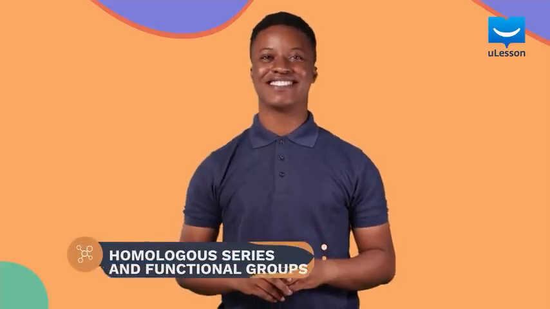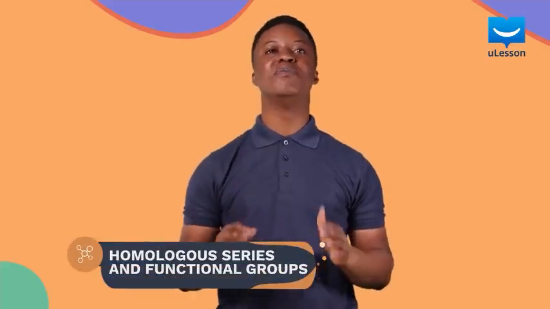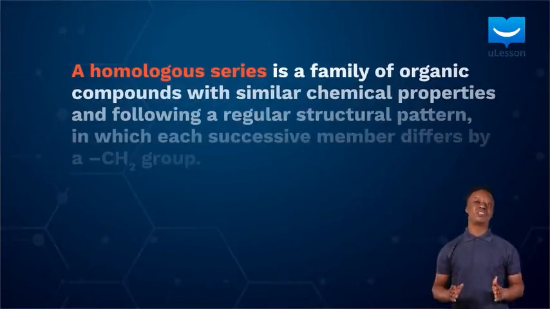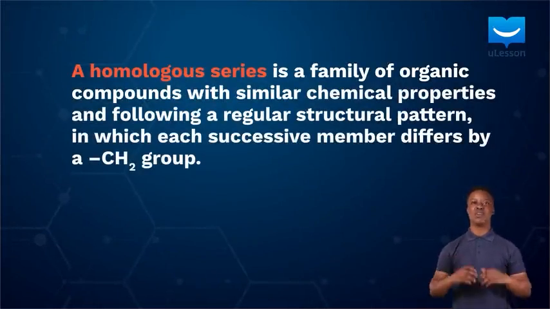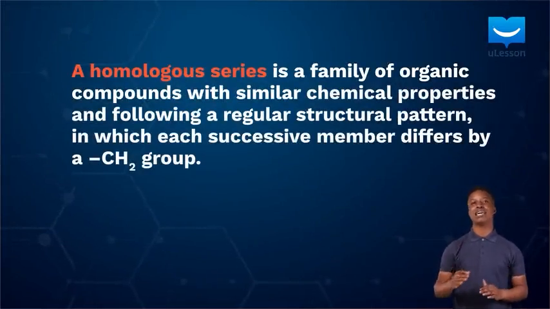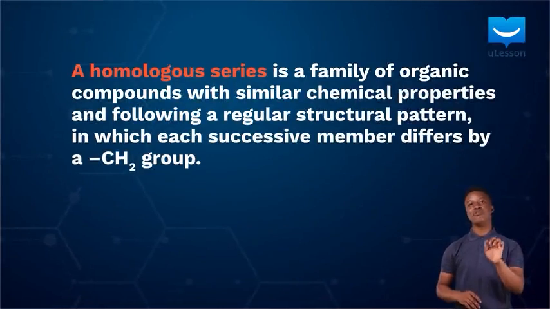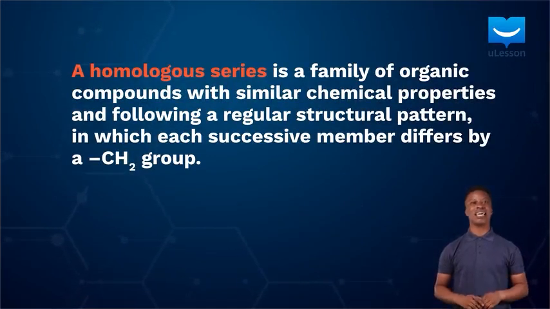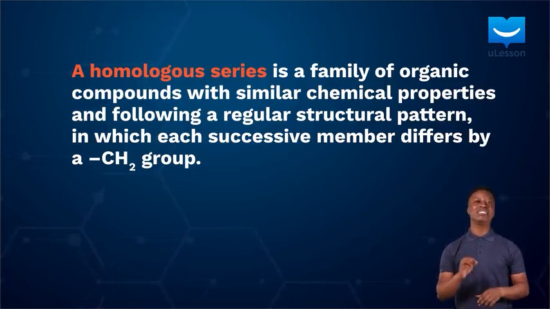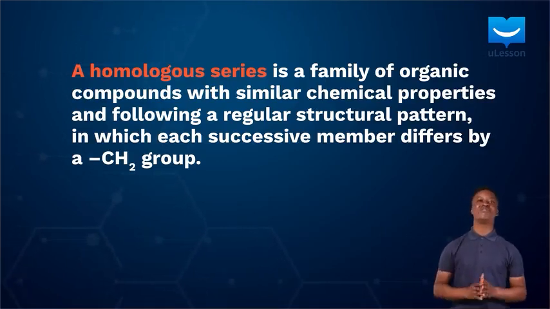So hello guys. In this lesson, we will learn the meaning and significance of the term homologous series to our study of organic chemistry. Now, a homologous series is a family of organic compounds with similar chemical properties and following a regular structural pattern in which each successive member differs by a CH2 group. Yes, I know that this definition appears long, but please stay with me.